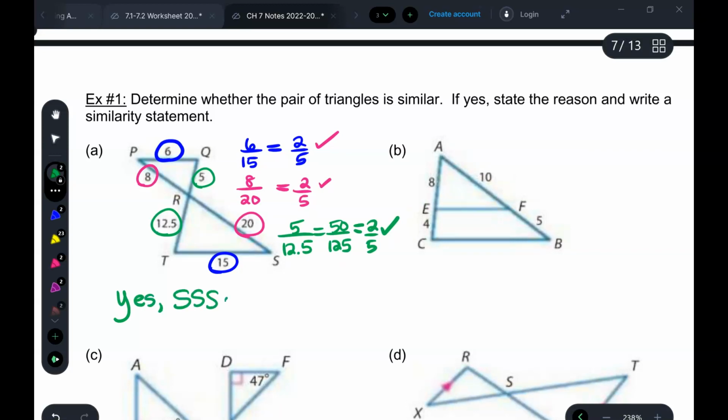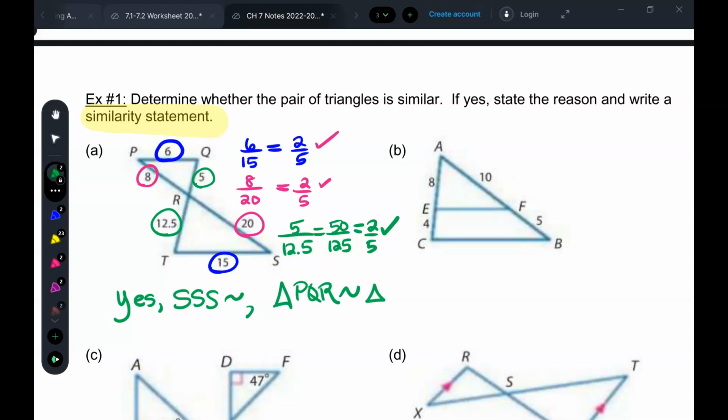Side, side, side similarity. You could do side angle side if you also marked these angles congruent. Remember when we had congruent triangles, maybe more than one reason you could prove it, same thing here. We wanna put a similarity statement, so that's gonna be triangle, let's say PQR.